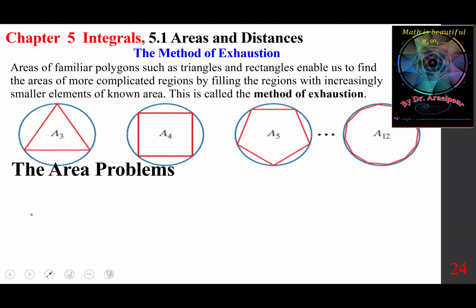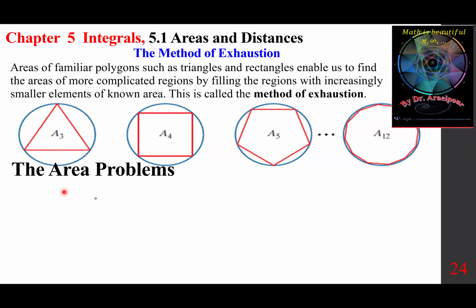All right, areas and distances. The method of exhaustion: areas of familiar polygons, such as triangles and rectangles, enable us to find the area of more complicated regions by filling the region with increasingly smaller elements of known area. This is called the method of exhaustion. What do we mean by that?